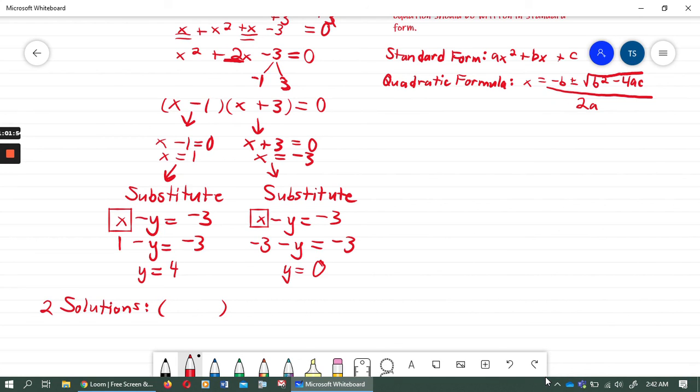Okay, for one of them, the x value is 1. The y value is 4. So that, oops, that ain't no 4. Hold on. Almost there, y'all. So that was the ordered pair 1, 4. And the other solution was the ordered pair of -3, 0.